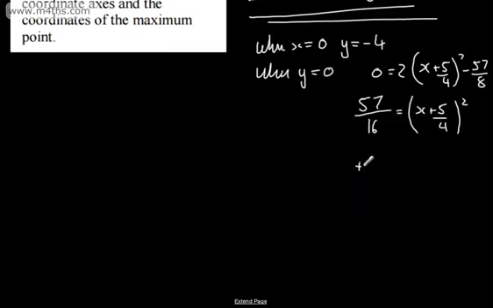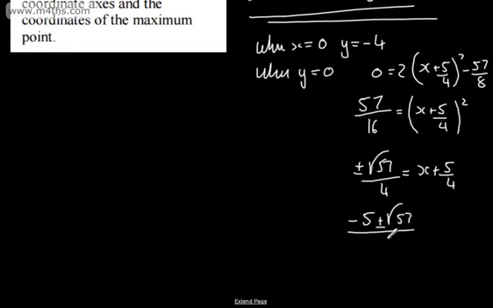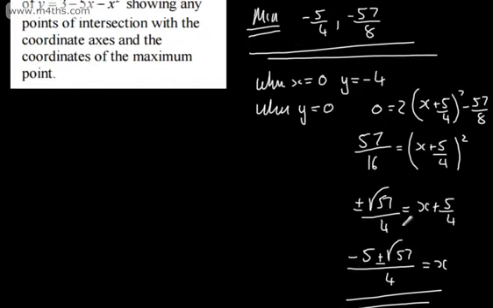So we can say plus or minus the square root of 57 over 16, which is plus or minus root 57 over 4, will be equal to x plus 5 over 4. Subtracting the 5 over 4, we've got negative 5 plus or minus root 57, all over 4, is equal to x. And that gives us what we need. If we think about this reasonably, root 57 is going to be somewhere between 7 and 8, not a massive mile off the middle of 7 and 8. So we need to draw a sketch.